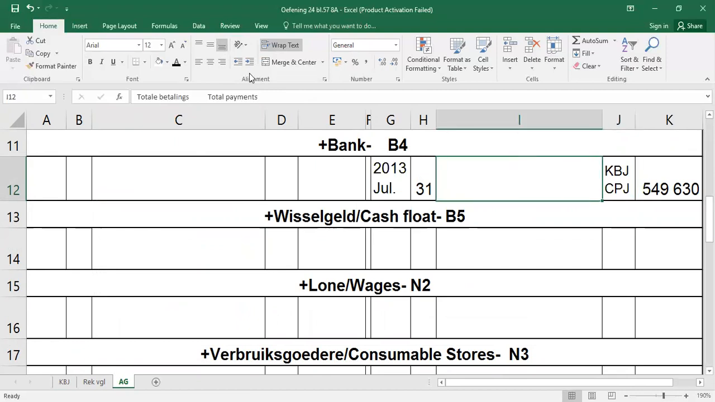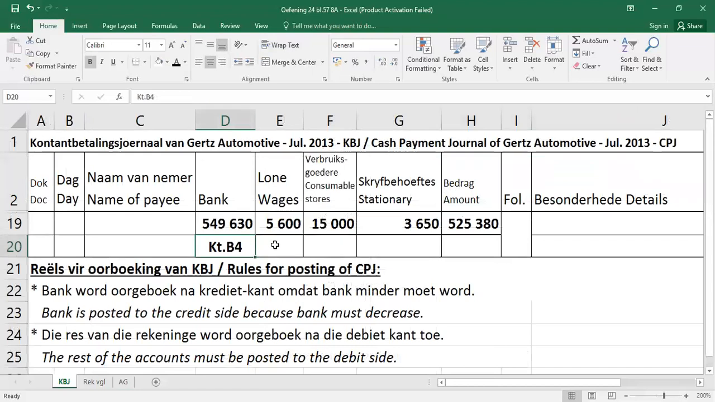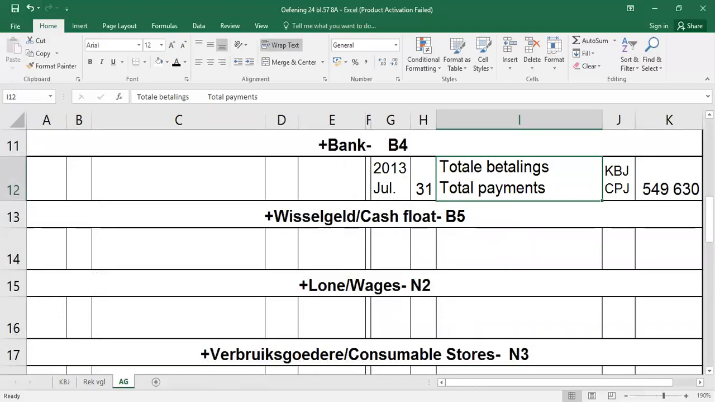In English, it's called total payments. Okay, so there's your bank. Okay, so you've posted bank, and now we're going to start with the rest. Okay, so remember the rule says, bank goes to the credit side, all the rest to the debit side. So wages, if I quickly have a look there, wages is in 2.